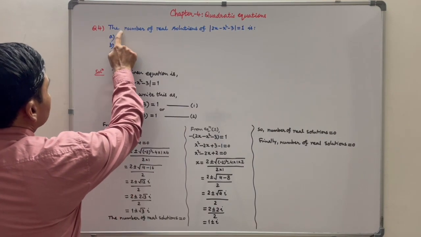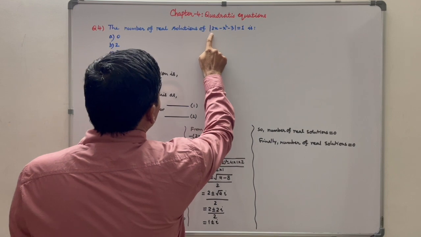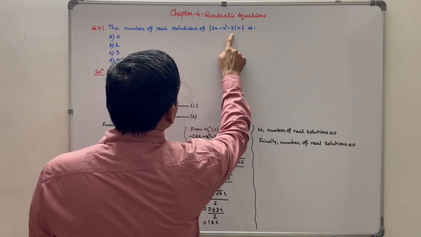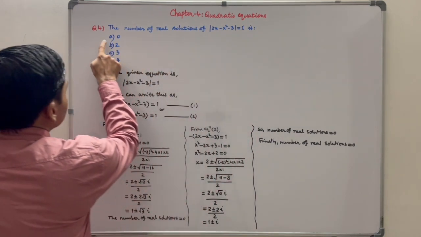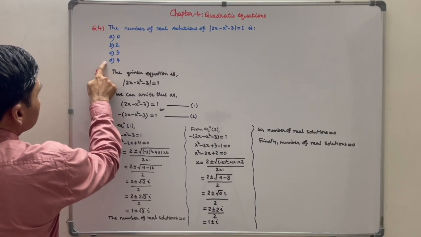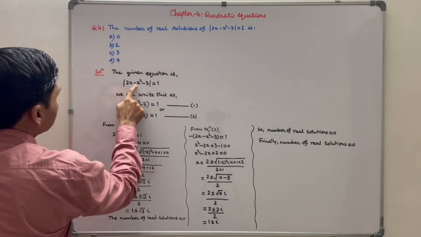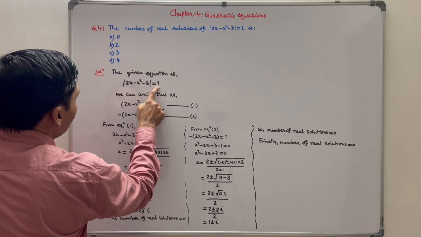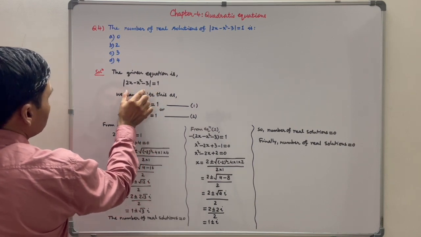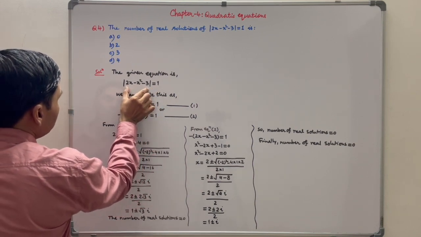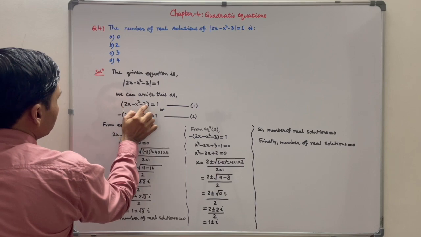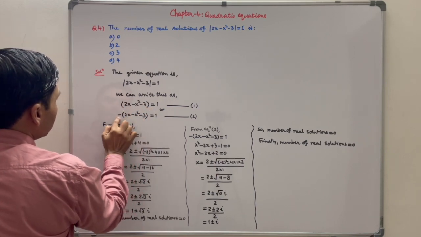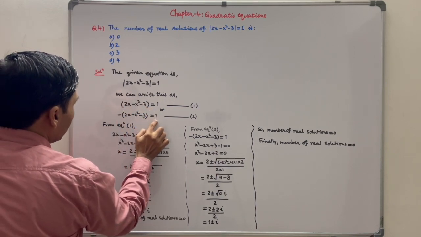Fourth question, the number of real solutions of mod 2x minus x square minus 3 is equal to 1 is. These are the options given. The given equation is mod 2x minus x square minus 3 is equal to 1. This can be interpreted as whether this is positive or negative, its value is 1. So we can write two equations. When this is positive, that is equal to 1, and when this is negative, that is also equal to 1.